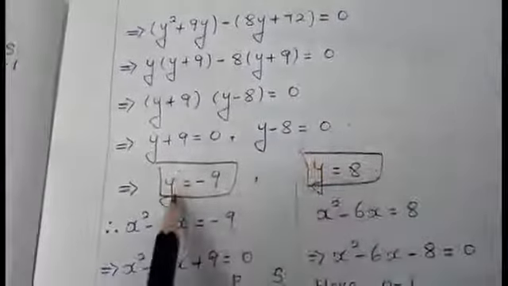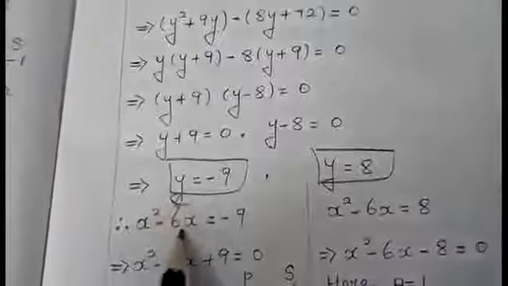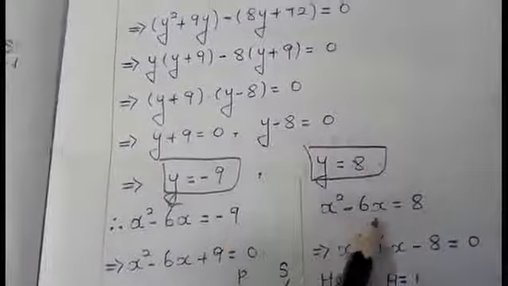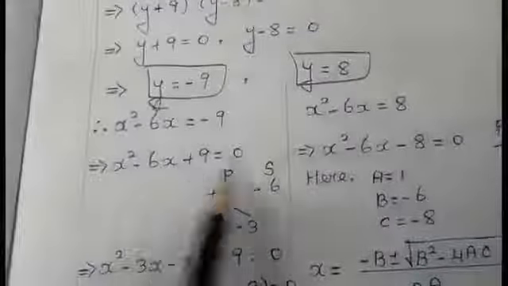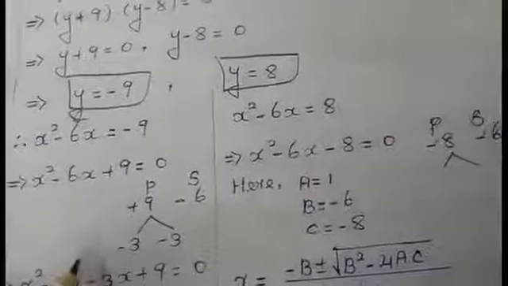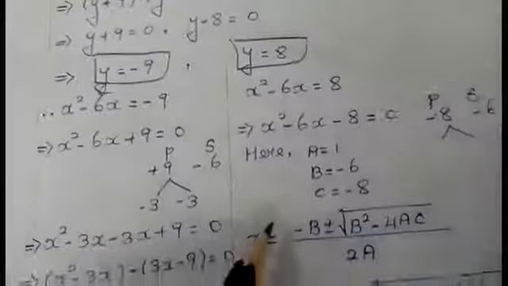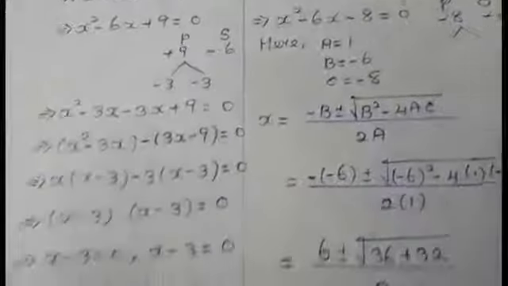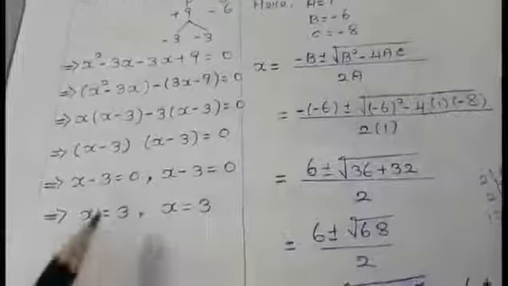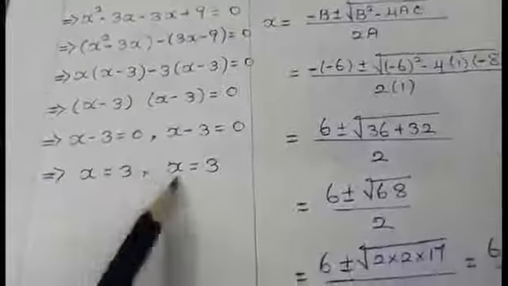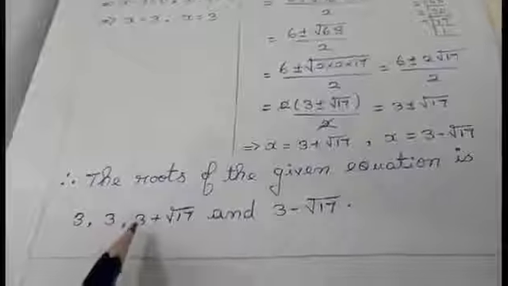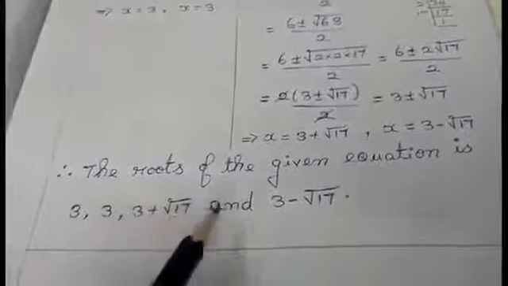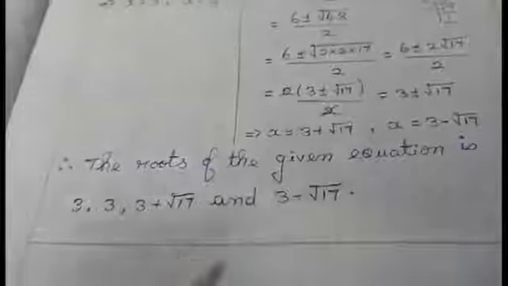But what is the value for y I am having here? y is nothing but x square minus 6x, equal to minus 9, and x square minus 6x equal to 8. Form a quadratic equation. In this place I am using the product sum method, and in this place I am using the quadratic formula. You can do the calculation in your own way. After finding, the final answer is x is equal to 3, 2 times I am getting x equal to 3. Here x is equal to 3 plus root 17 and 3 minus root 17. Therefore, the roots of the given equation are 3, 3, 3 plus root 17 and 3 minus root 17.